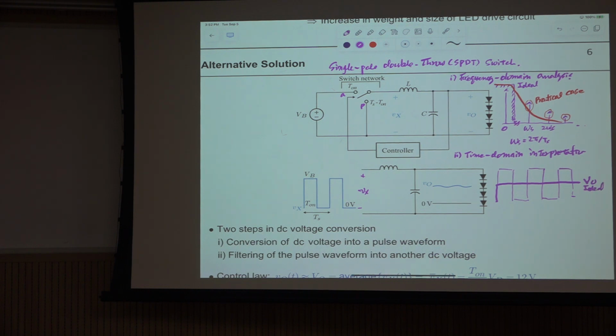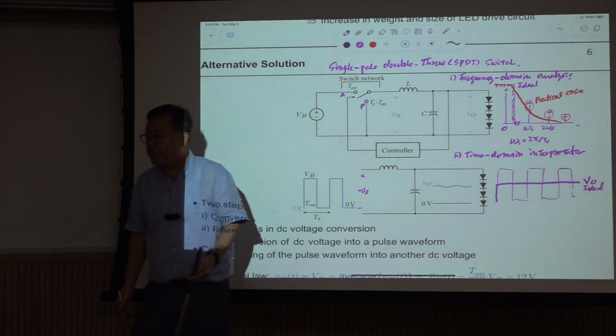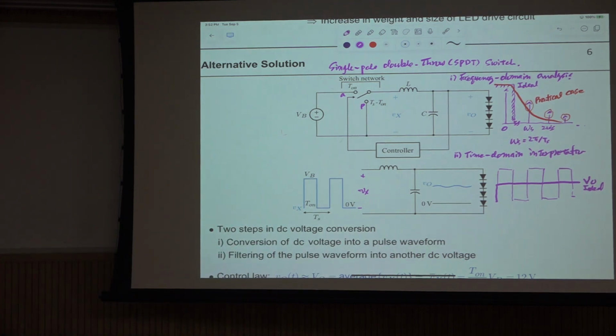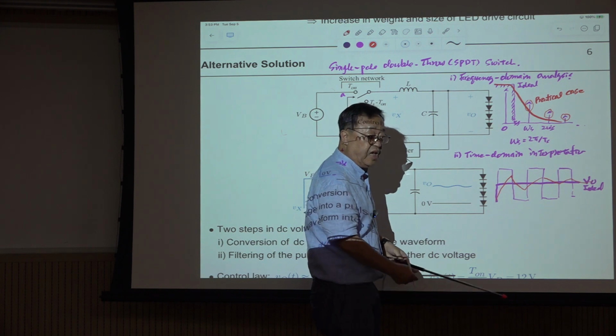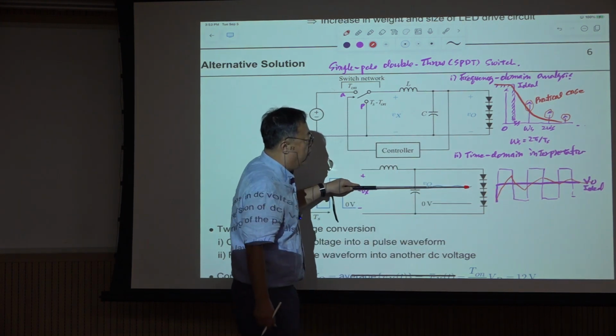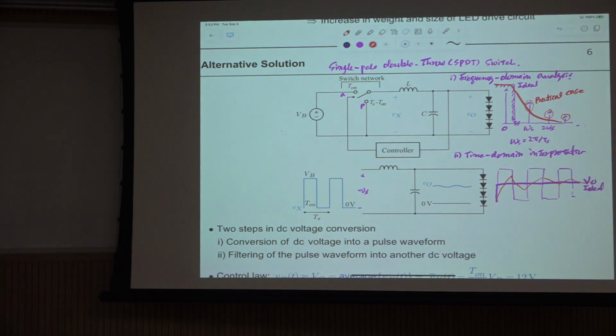All right. But in reality, if these values are not infinity, then the output voltage will follow this during this time period. During this time period, it follows this, follows this, follows this, and follows this. All right? So eventually it will go something similar to DC, but not perfectly DC. Okay? So this is the voltage waveform for the practical case.